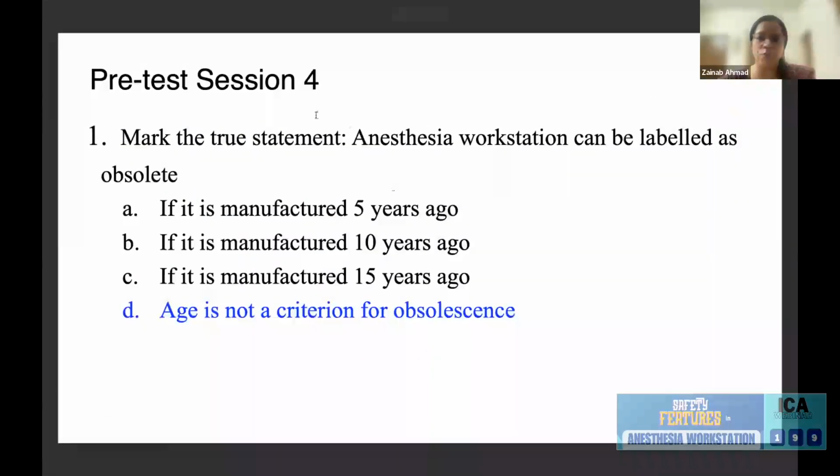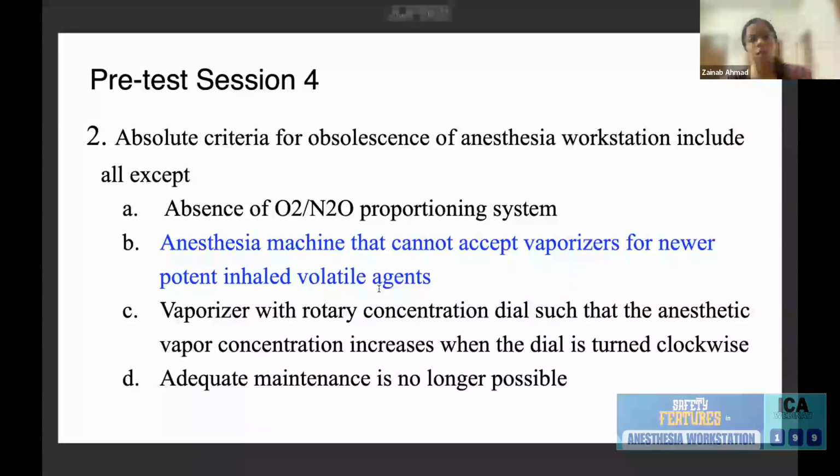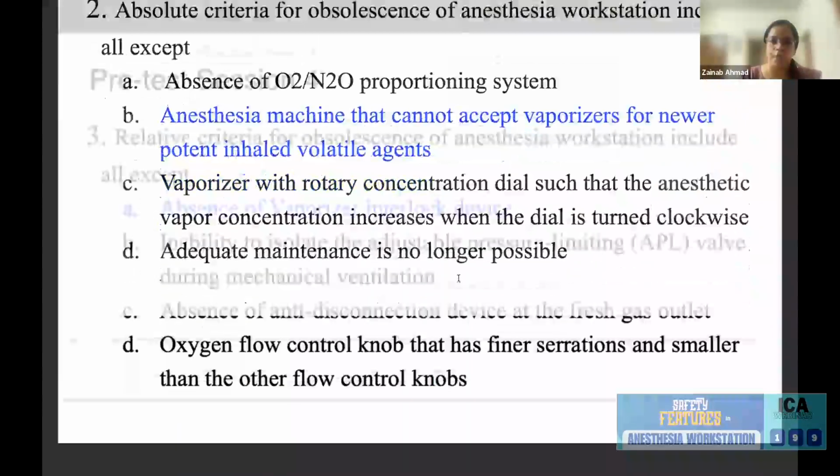Coming to section 4. Mark the true statement, anesthesia workstation can be labeled as obsolete. So now we know that age is not a criterion for obsolescence. So option 4. Absolute criteria for obsolescence includes all except. So all the others are absolute criteria and option B is a relative criteria. If it cannot accept vaporizers for newer potent inhalation agents, you could use an older agent. So that is why it is a relative criteria and all the others are absolute criteria. So answer is option B.